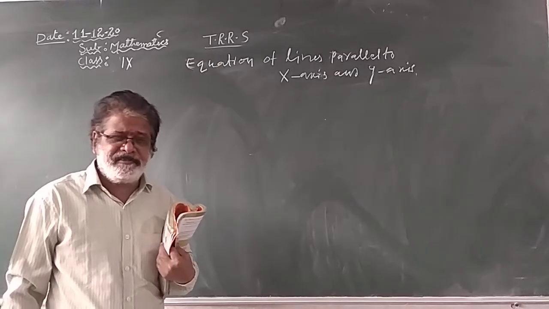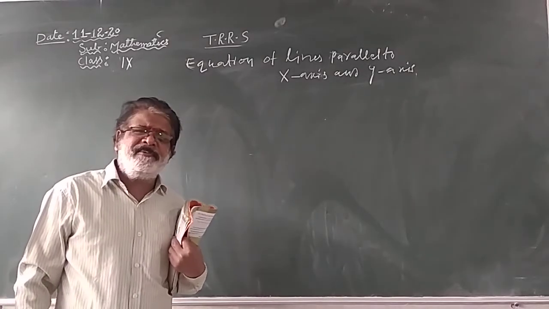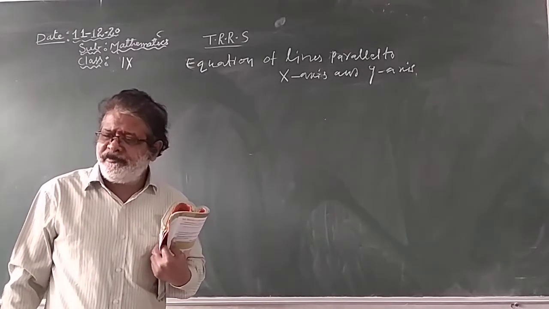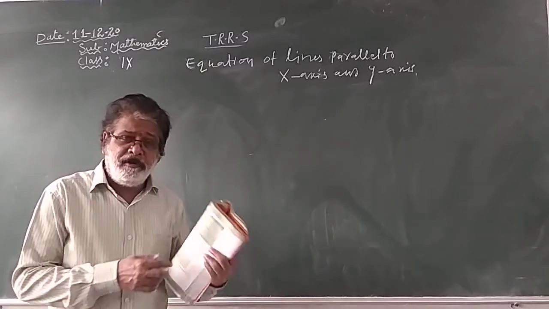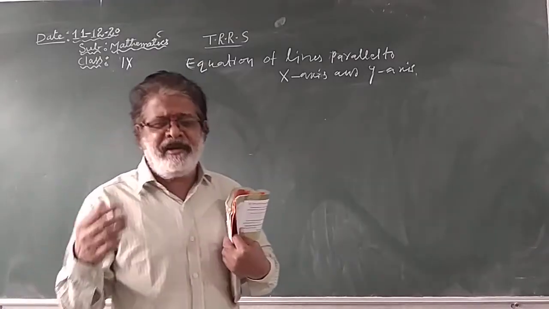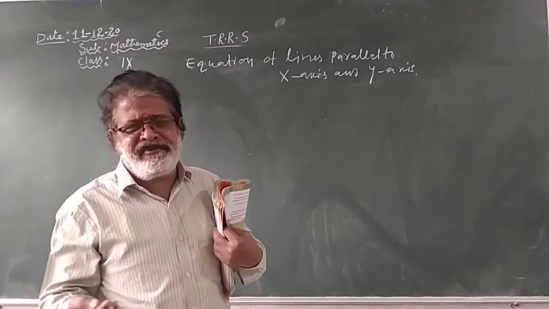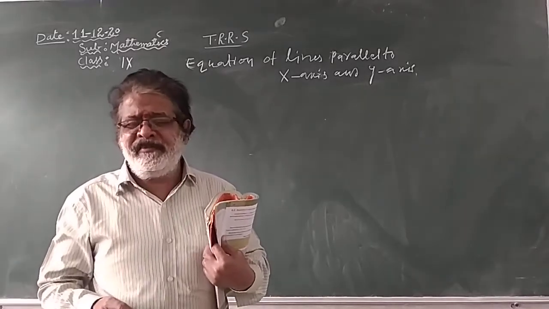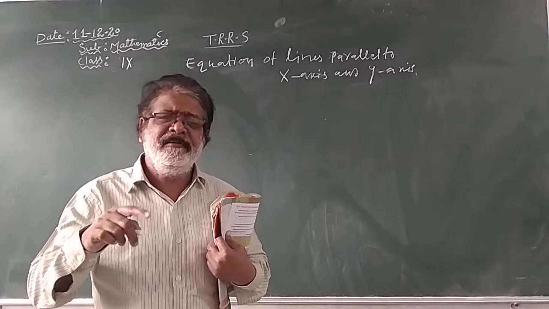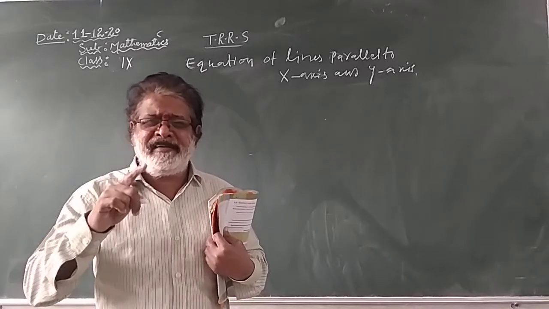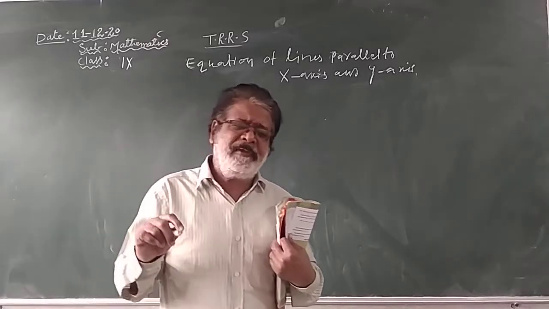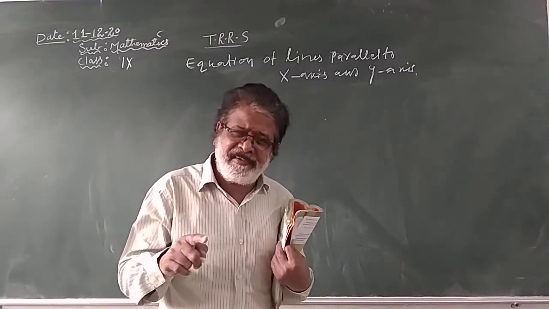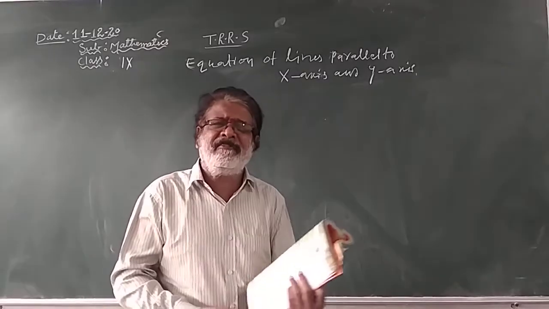Parallel to the x-axis means y is equal to 0. Parallel to the y-axis means x is equal to 0. That you remember. What is the equation of the line parallel to the x-axis? The equation of the line parallel to the x-axis is y is equal to k or y is equal to 0. The equation of the line parallel to the y-axis is x equal to k or x equal to 0.